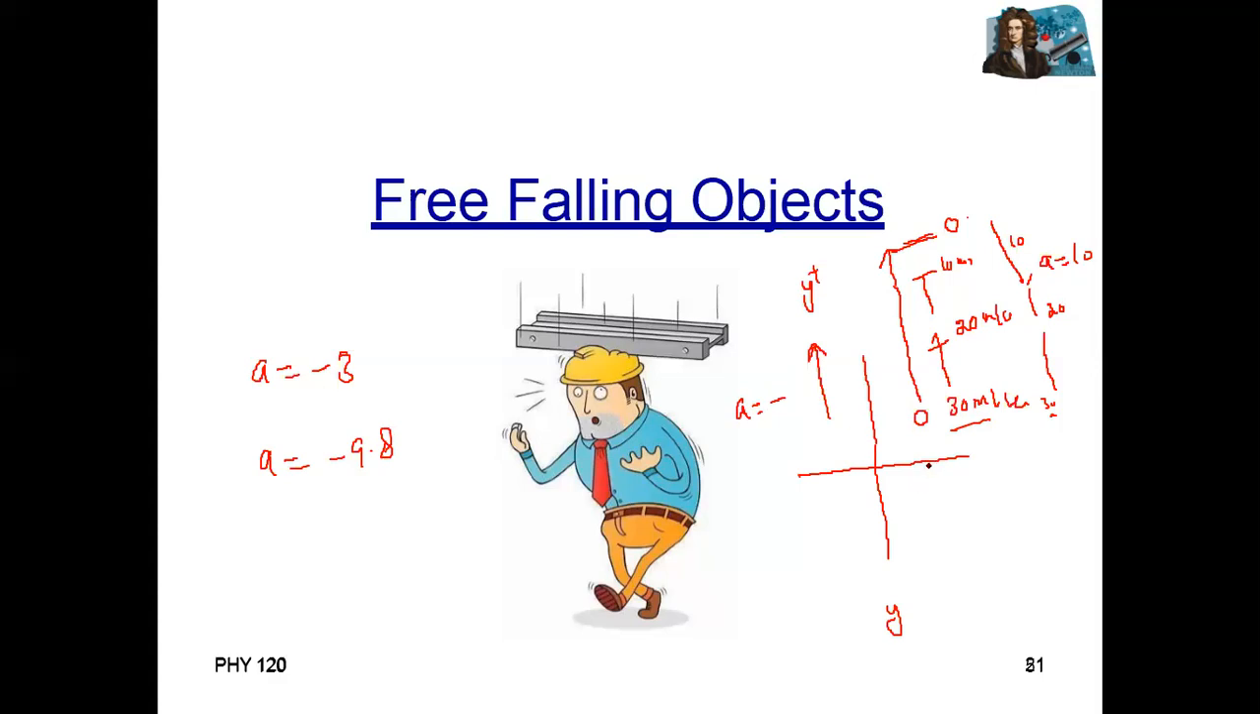But again, if the body is moving toward the center of the earth, the speed is increasing. First it was 0, then 10, then 20, then 30, then 40. The speed is increasing, but the body is moving in the negative y direction, so again the acceleration is negative. So in free fall problem solving, we will consider a is equal to minus 9.8.